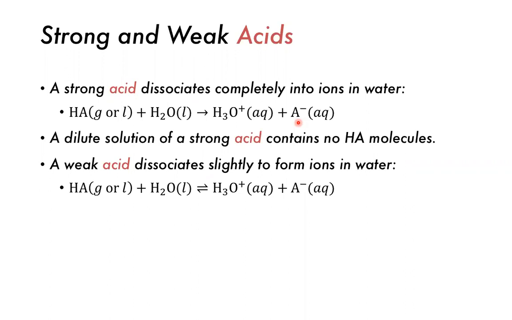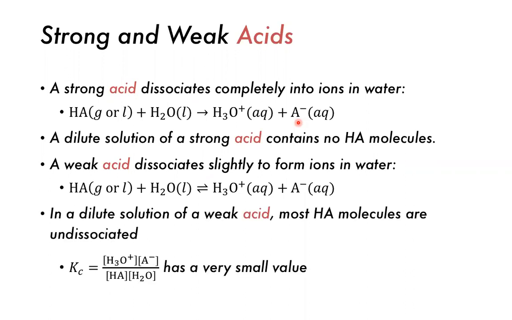If we think about acetic acid, citric acid, ascorbic acid, those are all what are known as weak acids, and they mostly exist in aqueous solution as acetic acid, as citric acid, and so on. And the pHs of those solutions are typically not that low, which means that they're weak acids. So in a dilute solution of a weak acid, most HA molecules are undissociated.